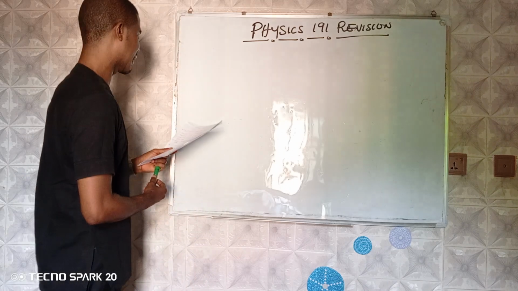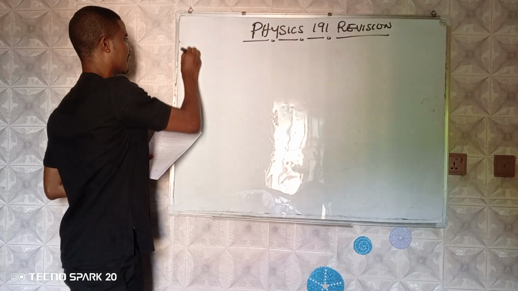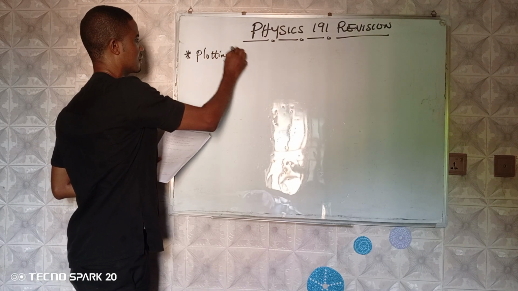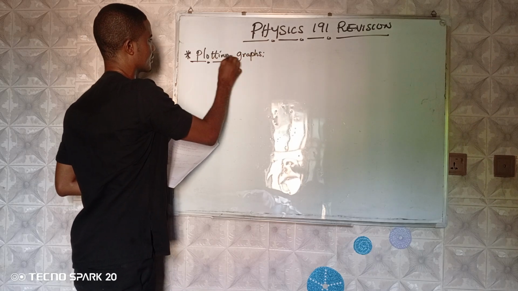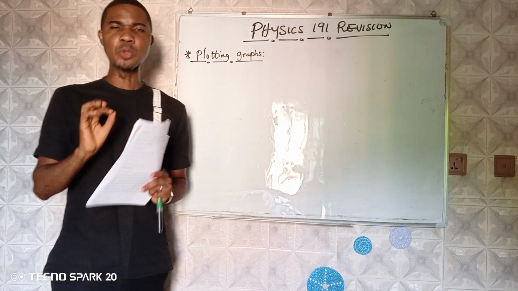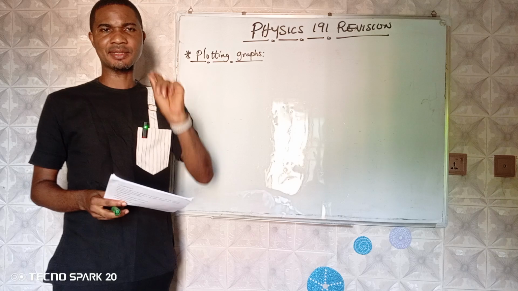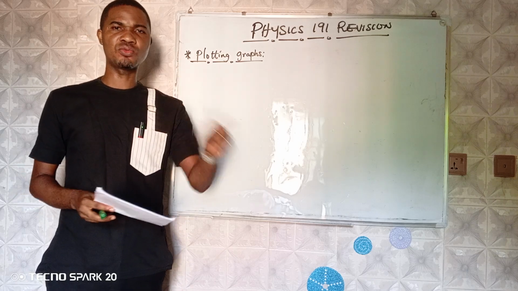First of all, we'll look at plotting graph. That is the first. I want you to know some points that you need to note when plotting graph. These points are the points that are being marked. If these points are present, you score mark. If they are absent, you lose mark.